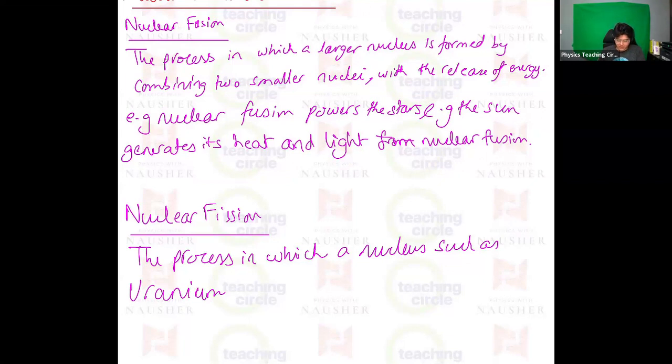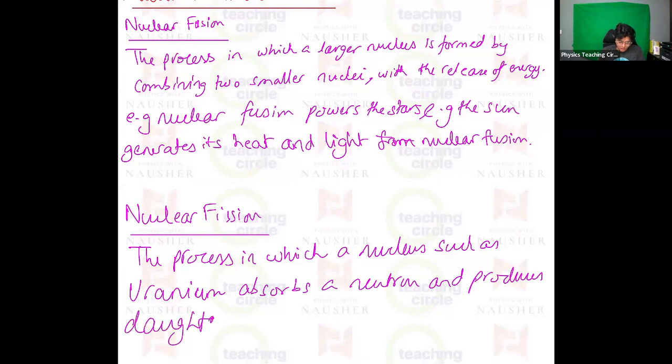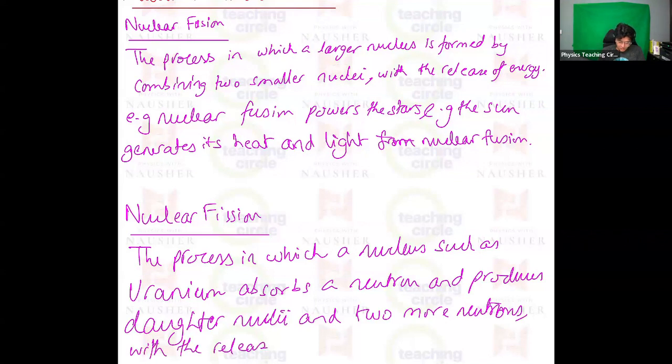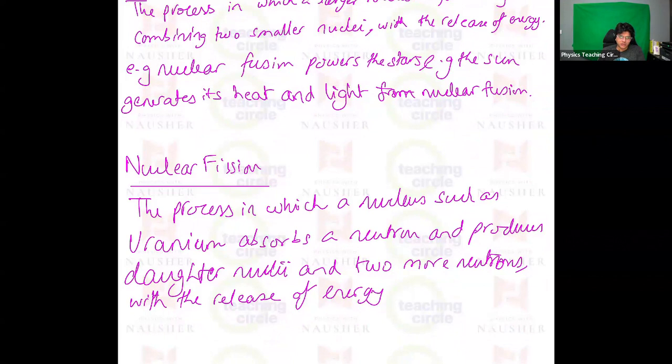The process in which a nucleus such as uranium absorbs a neutron and produces daughter nuclei and 2 more neutrons with the release of energy. For example, nuclear reactors.